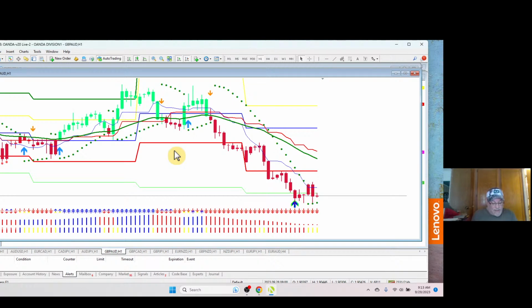And we'll have to keep an eye out on the Euro Aussie for a possible buy. They're still dropping some. So there's not much that we can do right now. Pound Aussie. So watch all of these.